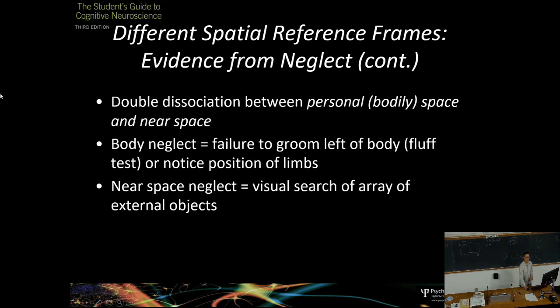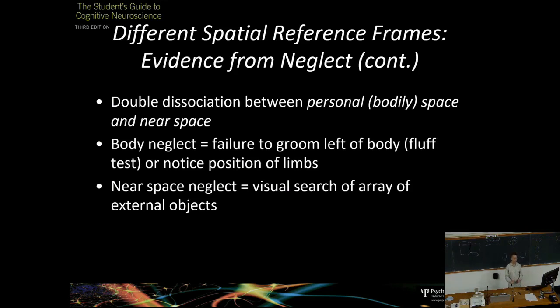So we talked about body-centered maps of space and the more external maps of space, whether they're coded relative to eye gaze, for instance. But again, this distinction also plays out in neglect. So there are some patients who neglect half of their body but don't neglect things visually. So to neglect half of your body means that, for instance, you only put makeup on one half of your face or only shave half of your face, but you might have no problems in dealing with information externally.